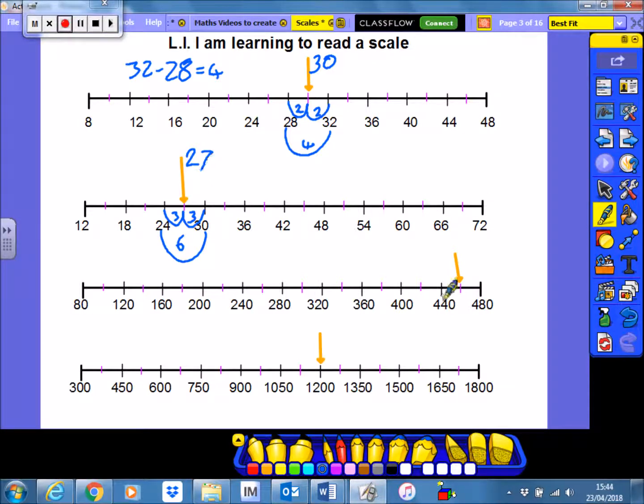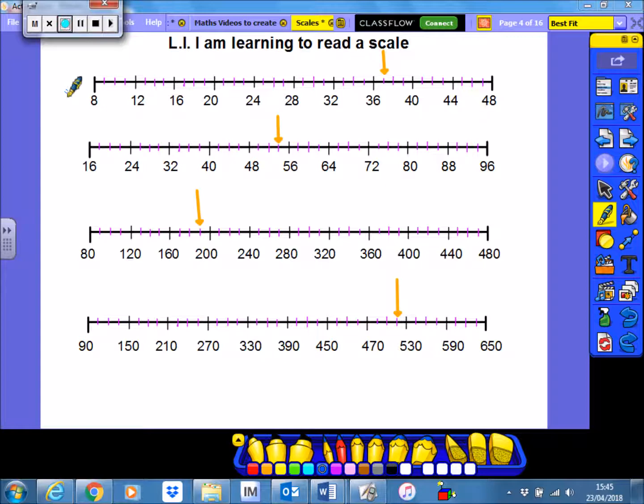We'll do this one down here just for the sake of it, and then I'll leave the bottom one for you to practice at home. So the jumps here are going up in 40s. 400 to 440 would be 40. So the jump from 440 to 480 is also 40. Divide that by 2, because there's 2 jumps. Each jump will be 20. So 440 plus 20 is 460.